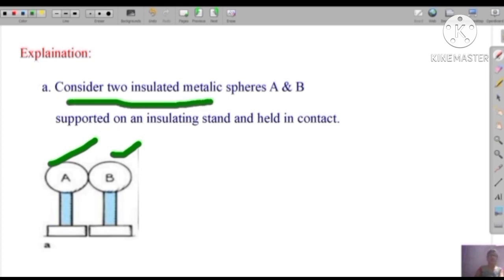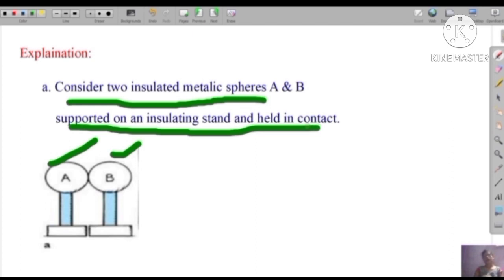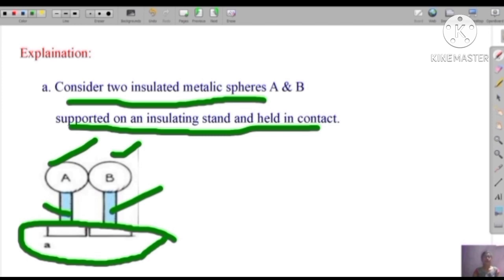Consider two insulated metallic spheres A and B supported on an insulating stand and held in contact. You have to understand clearly. Let us learn step by step and easily. Here we have considered two metallic spheres A and B, and these two are placed on an insulating stand, which is of blue color. And why are we using the metallic spheres on an insulating stand?